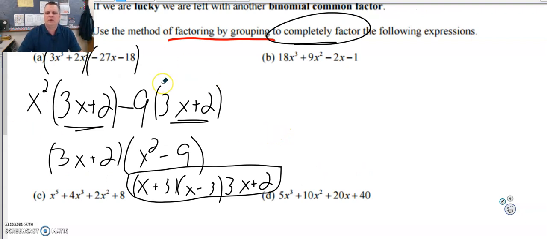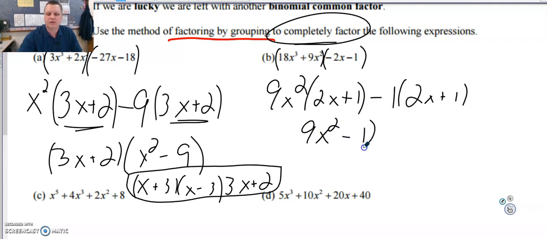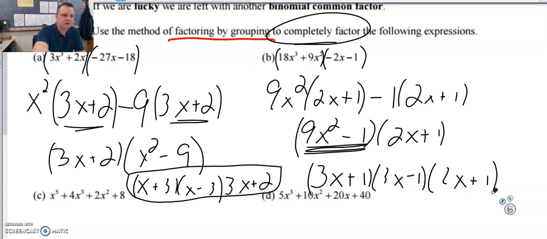In the next one, you can't take out a GCF. So we group the first two, group the second two. I'm going to take out a 9x squared. I'm left with a 2x plus 1. And I want a 2x plus 1 over here. So I factor out a negative 1. So you have 9x squared minus 1. And then the 2x plus 1, which was in common. And this 9x squared minus 1, again, difference of two squares, 3x plus 1, 3x minus 1, and then 2x plus 1. All right, and that's factored completely.